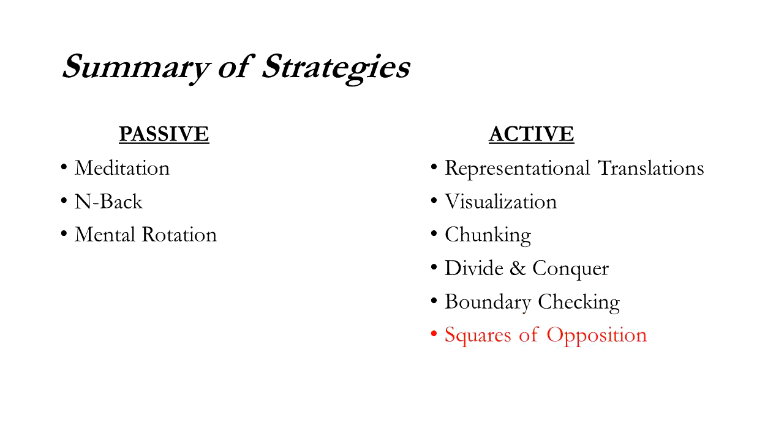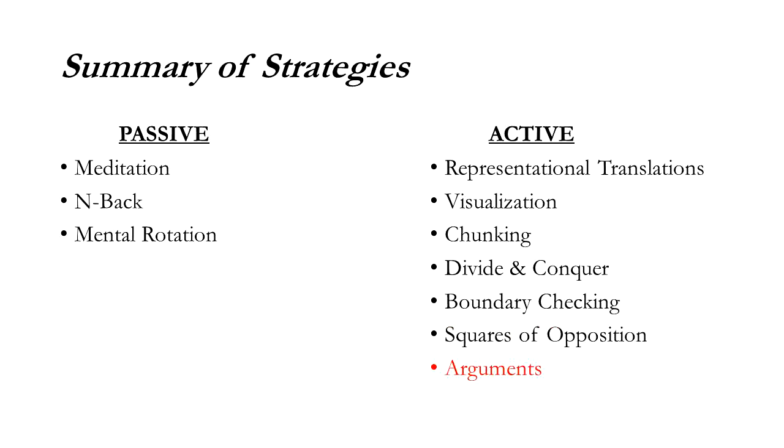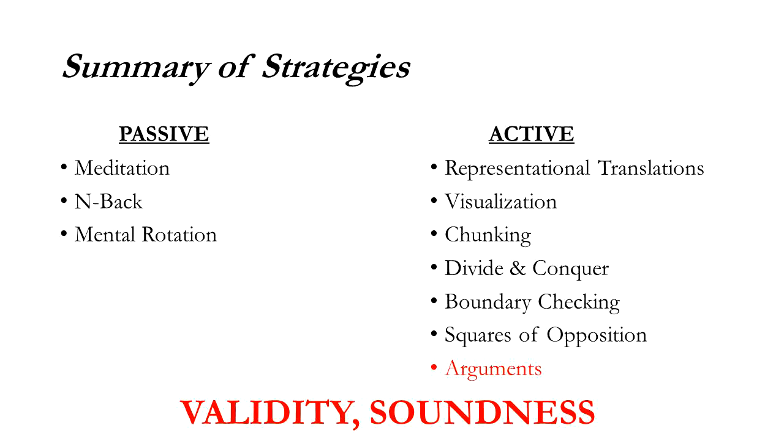Now, we also have the squares of opposition. We have all sum from the original one. We also have the modal square and the probabilistic square. And this is a useful way to encode a lot of information with a heuristic that you can carry with you wherever you are. We also have arguments, validity and soundness, right?